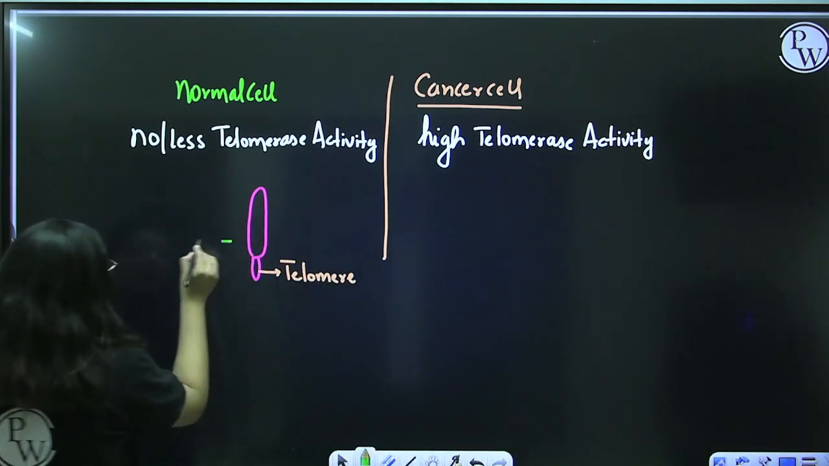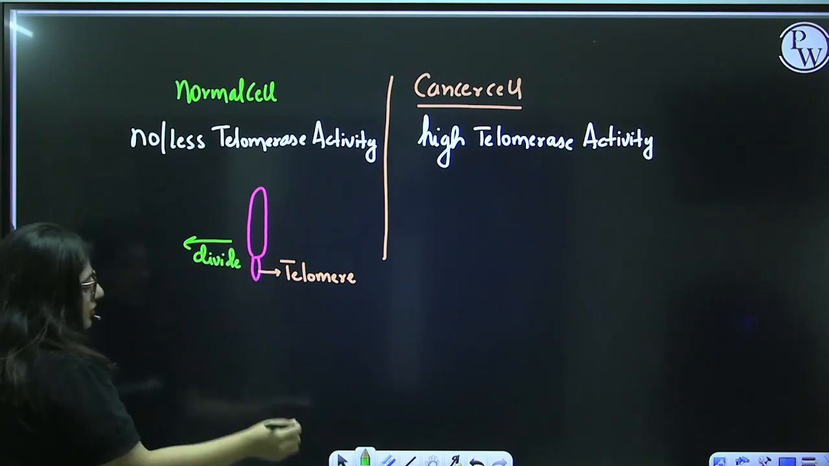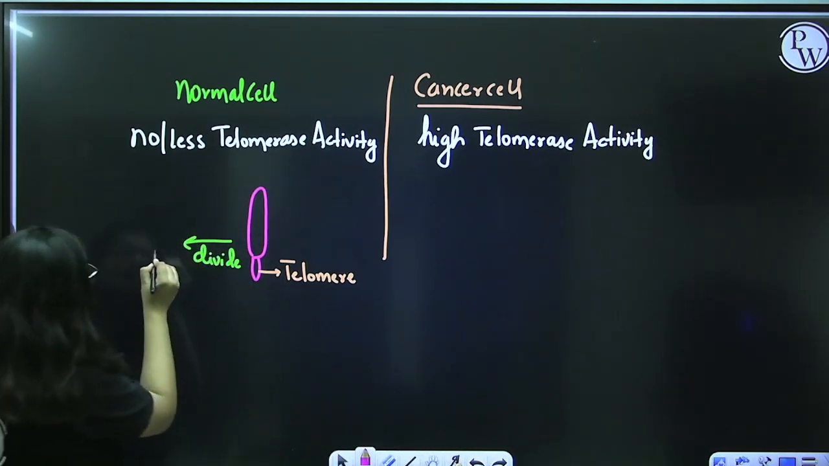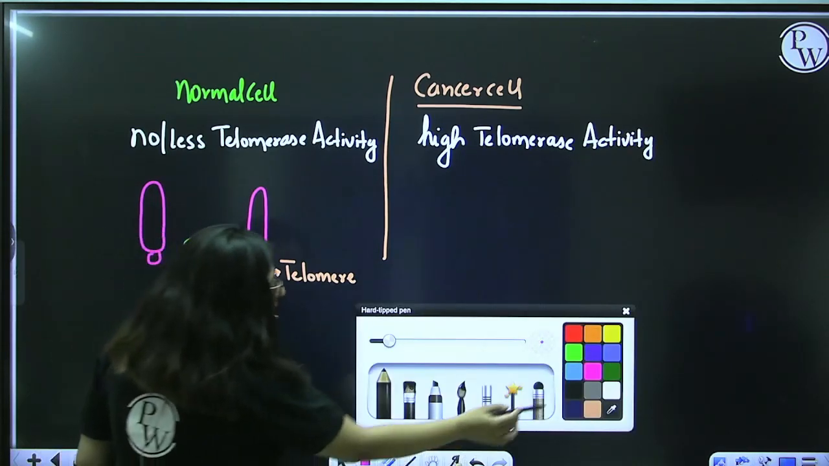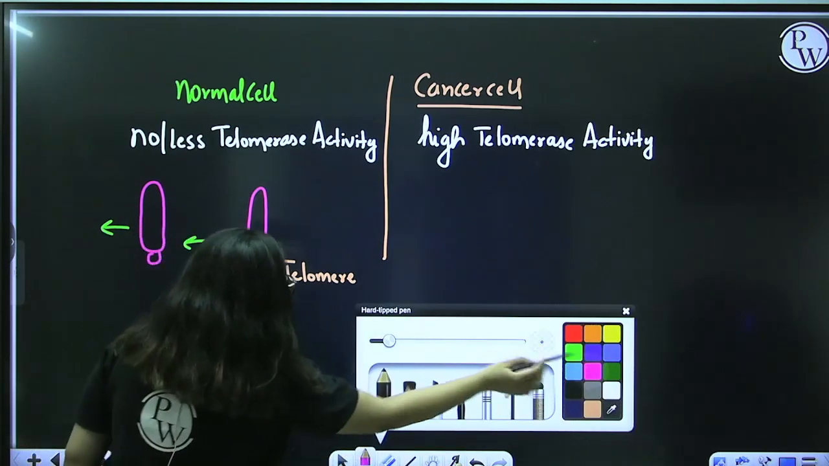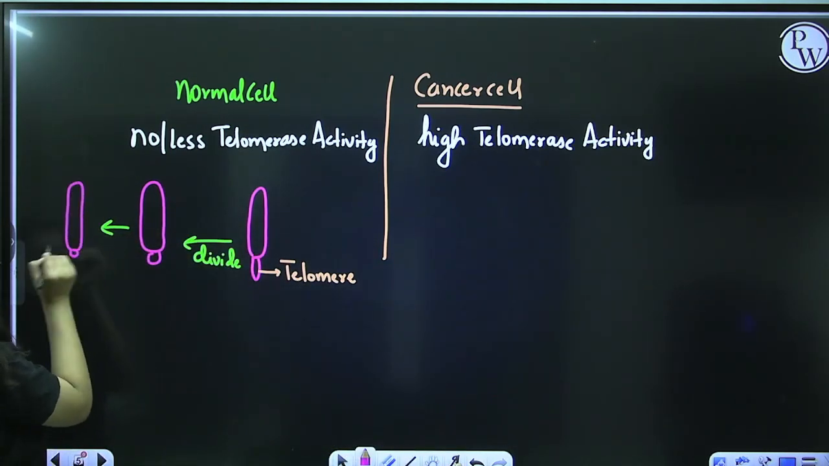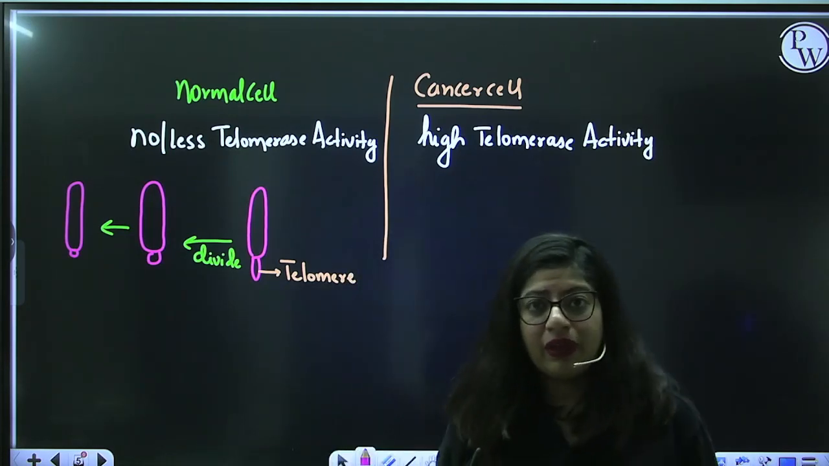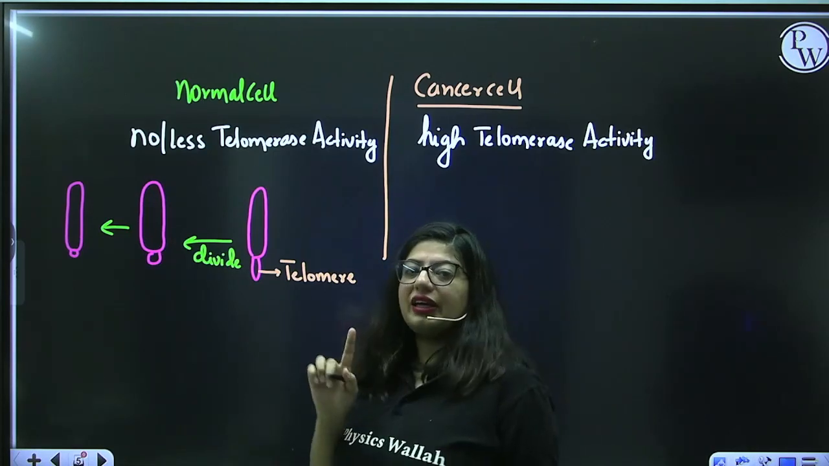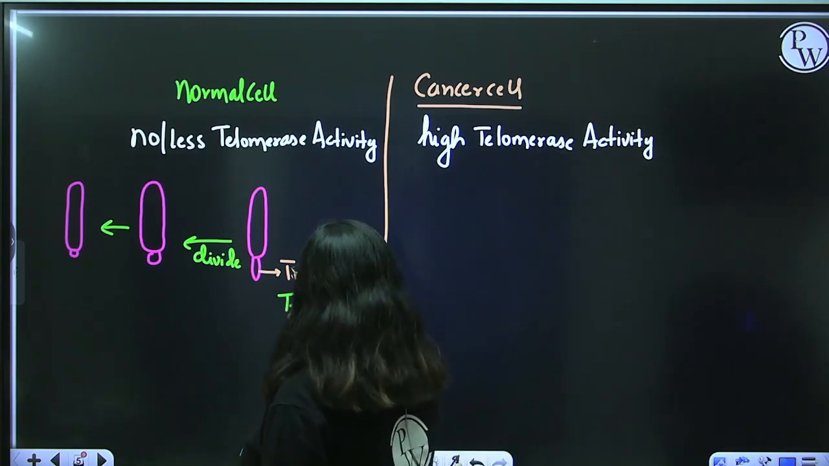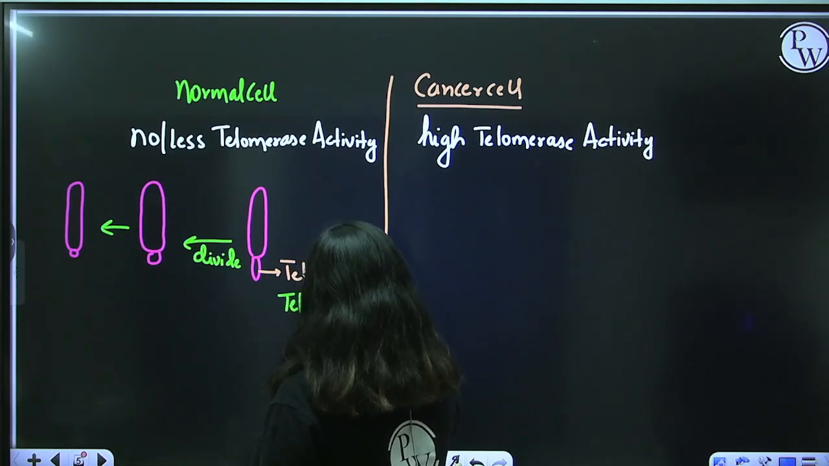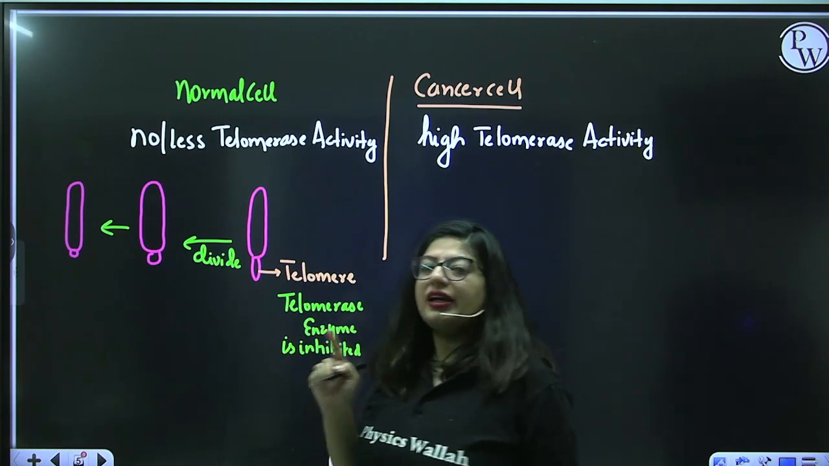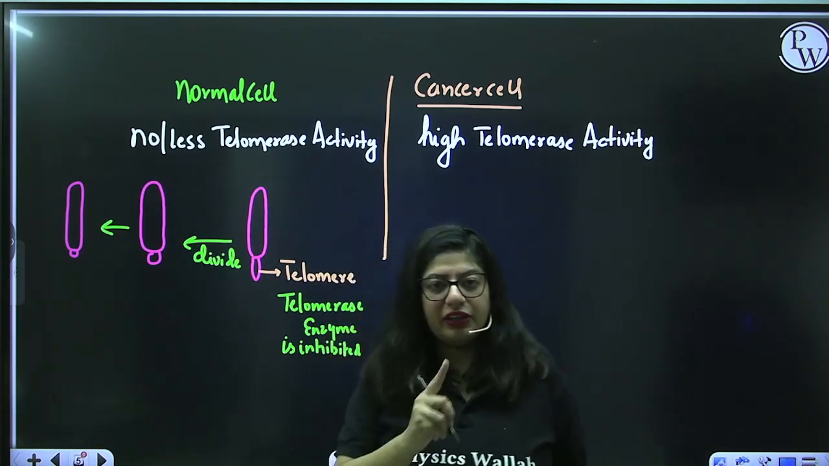Now what happens? Every time your cell divides, this telomere end gets reduced in size. Okay, let me draw it parallel to this. Every time your cell divides, this telomere size reduces. Now you must be thinking, ma'am, every DNA is dividing and the DNA replicates, so it's also a kind of DNA, why can't it replicate? This telomere does have a DNA polymerase like enzyme, which is telomerase enzyme. The telomerase enzyme is inhibited in normal cell. That's why the entire DNA is dividing, but the telomere is not dividing.